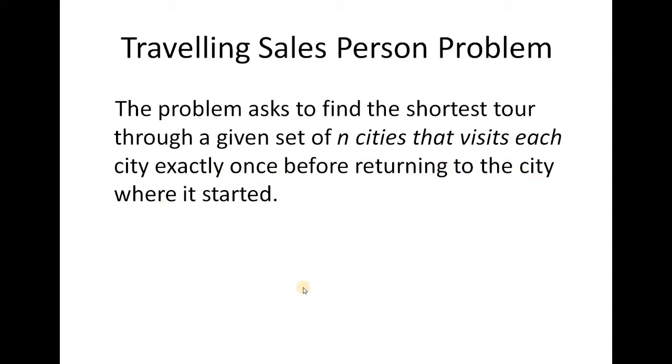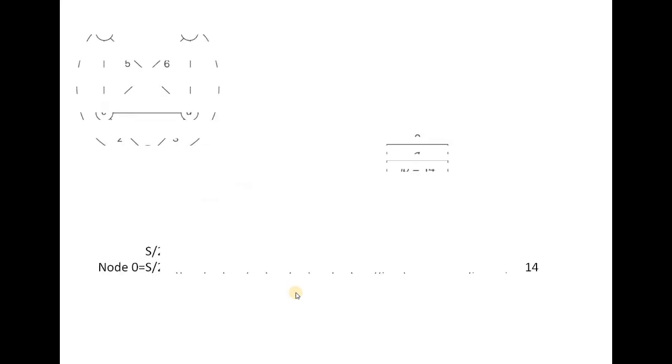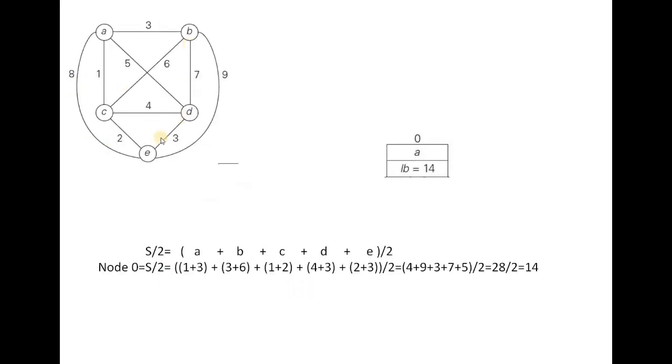So to understand this, let's consider one graph. This is a weighted connected graph which consists of a number of vertices and edges, and all these edges are weighted edges. The vertices in this graph indicate the cities, and the edges connect the cities. The weight on the edges indicates the distance from one city to another city.